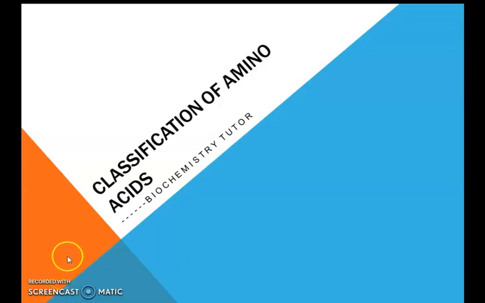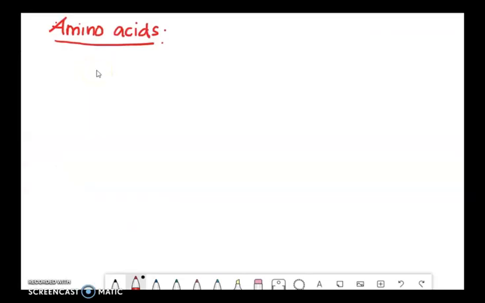Today we will discuss the classification of amino acids. Now, how can you classify amino acids? The first one is based on the R group or the variable group. We can classify it on the basis of two categories. First, based on the structure and composition. Second, based on its polarity.